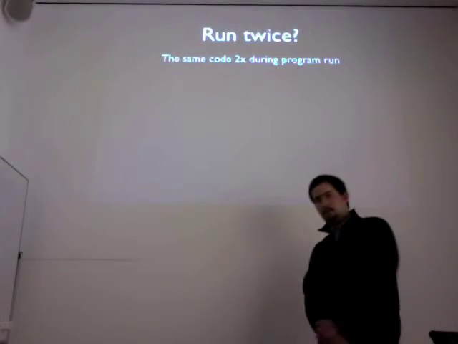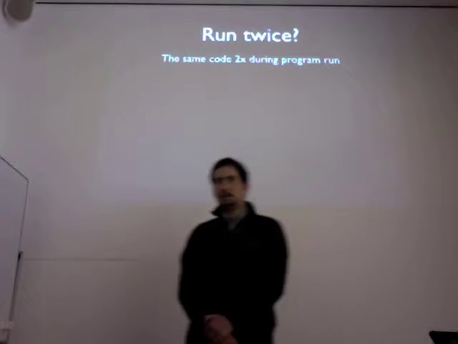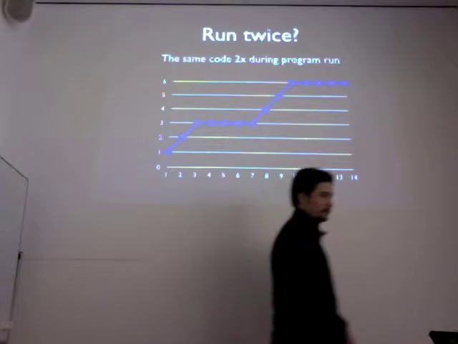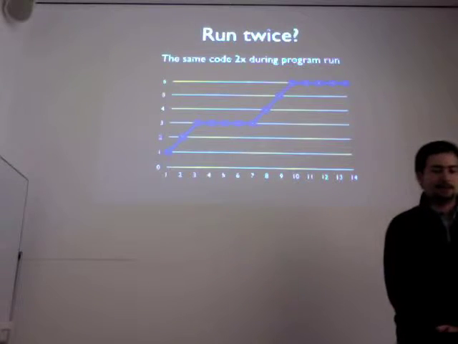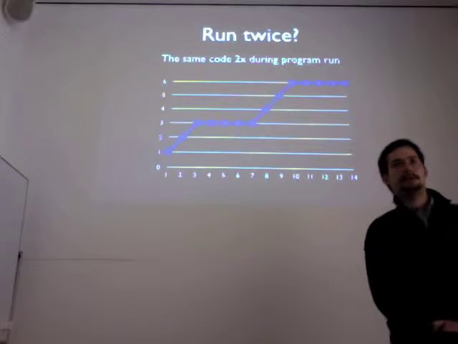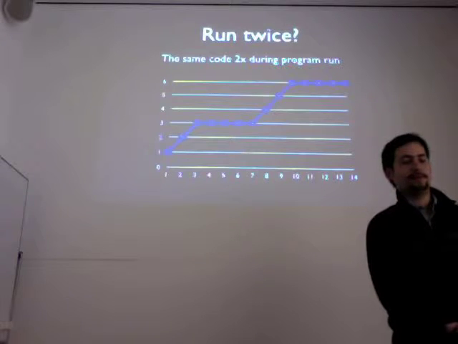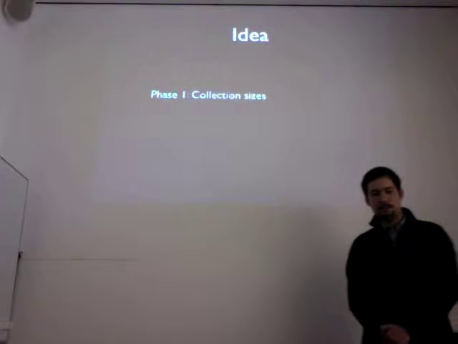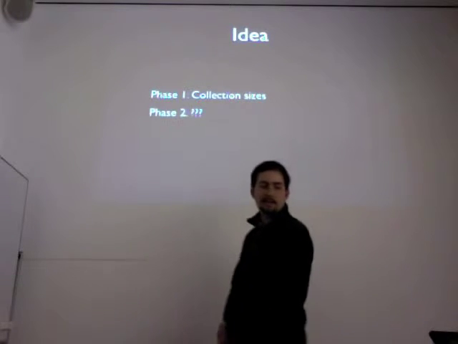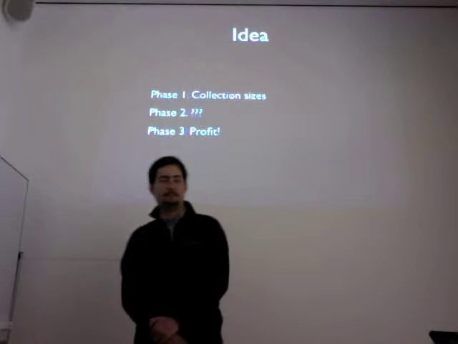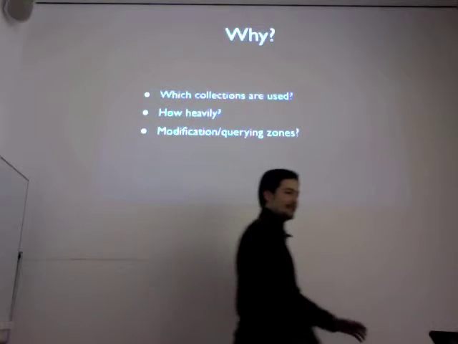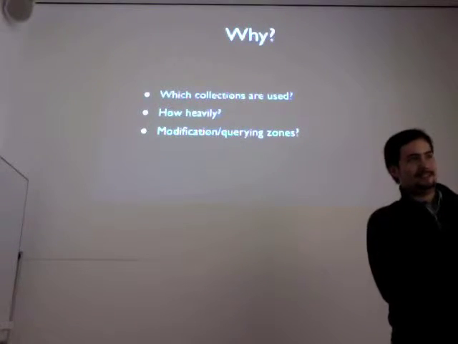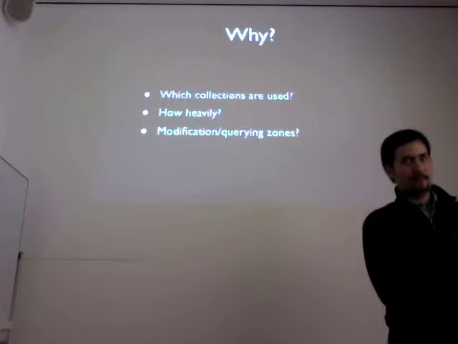Now, what would we want to see if this code was actually executed twice? It is quite simple. It should be 2 dents like this. First one representing the first run, second one representing the second run. Now, the basic idea here is that we profile collection sizes and then we profit somehow. But seriously, we would like to see which collections are actually used in our code and how heavily, which are the collections where something is really happening.